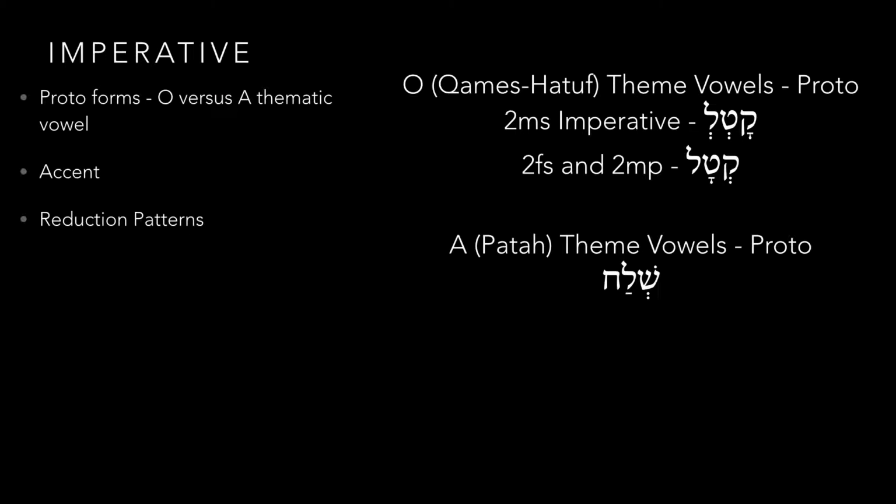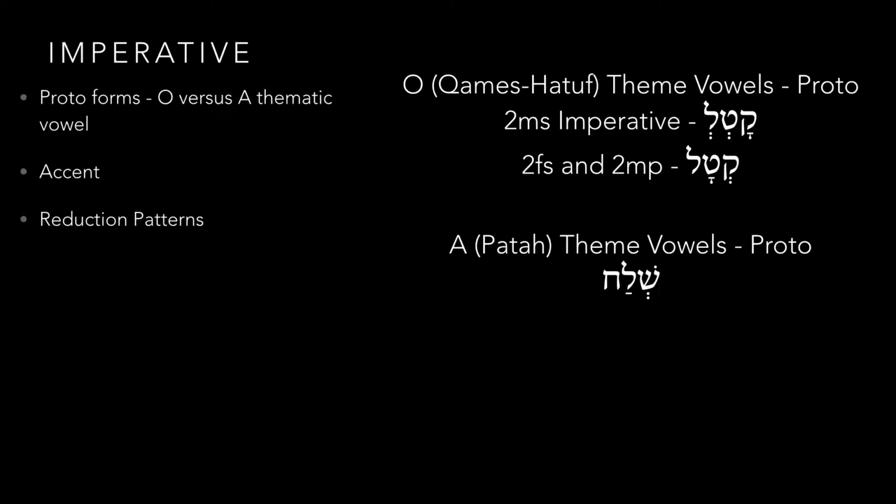Moving to the imperative, the issue here now is going to be your protoform. So pay attention to these and notice that they are different. We need to decide whether we're looking at an O class or an A class. That's going to help us with the protoform, but then even in the O class we get a couple of different options here. You can see the 2ms imperative, we get cotal, very similar to what we had in the seglet nouns. But then in the 2fs 2mp we get this catol option.